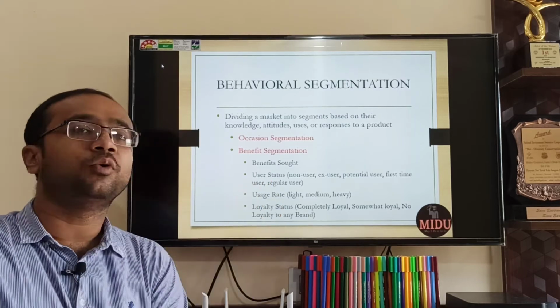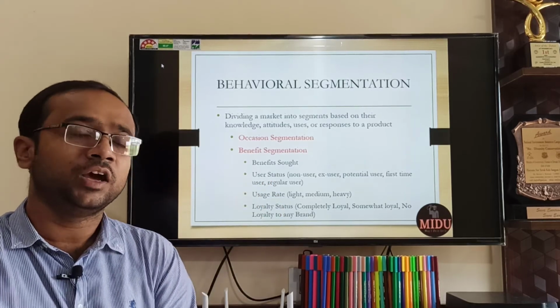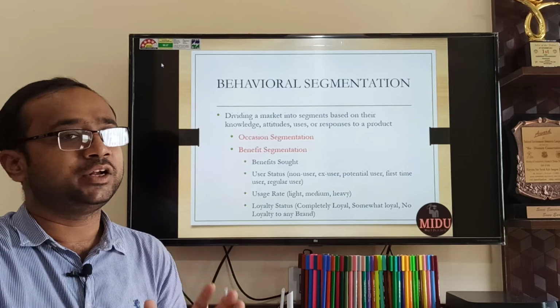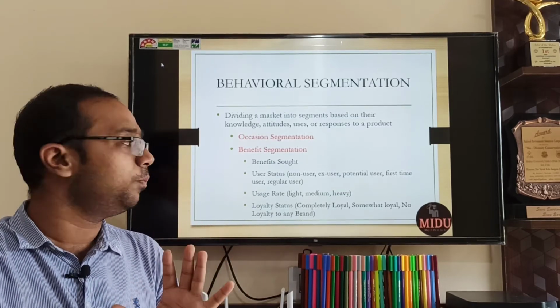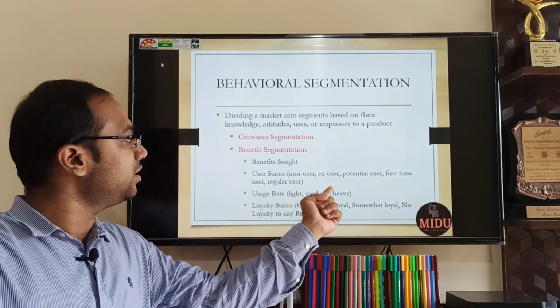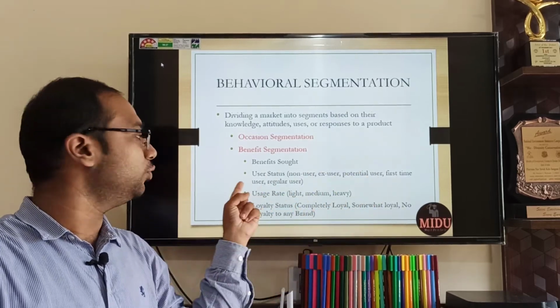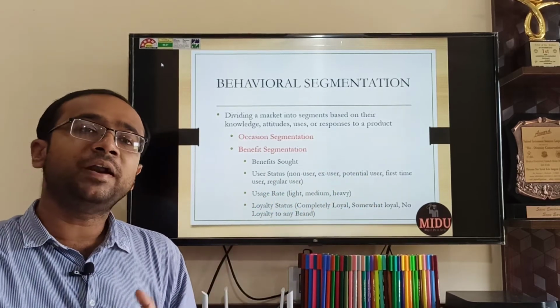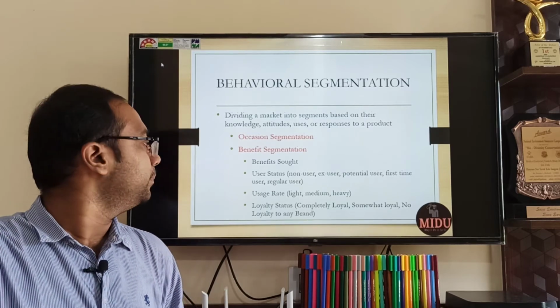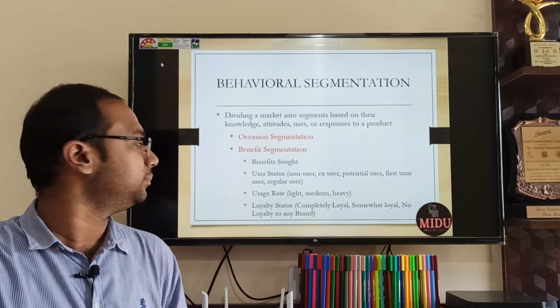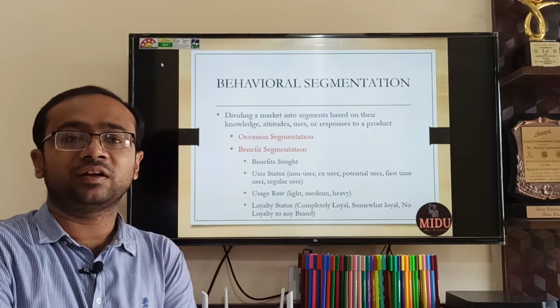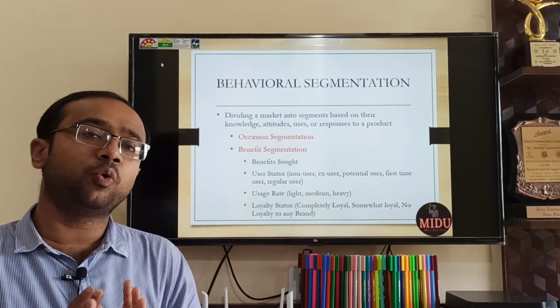And last are your regular users who are using again and again. You need to see that they continue the relationship with you and you take extra care of them. So 5 categories. Hope it is clear. Non-user, ex-user, potential user, first time user and regular user. Depending upon the usage rate, the consumer can be a light user, medium user or heavy user. And last, loyalty status. Completely loyal means they will only buy your brand.